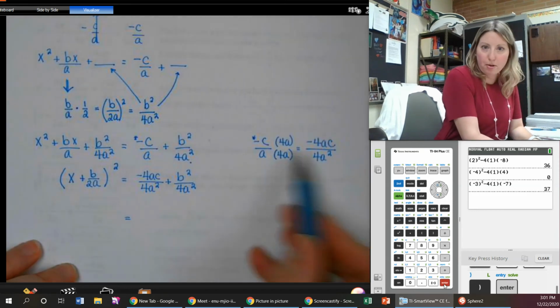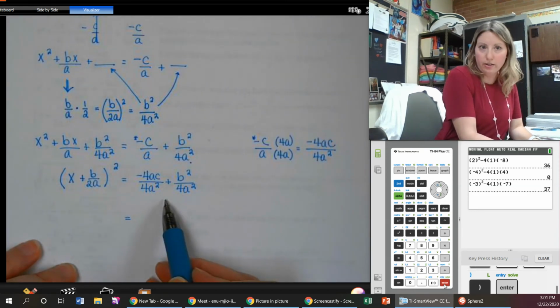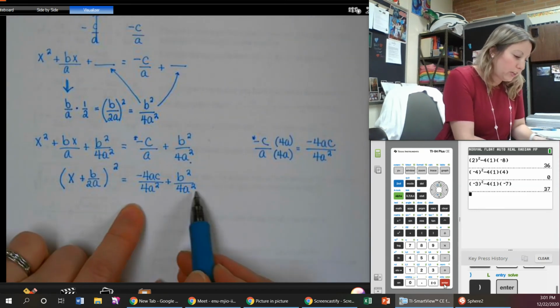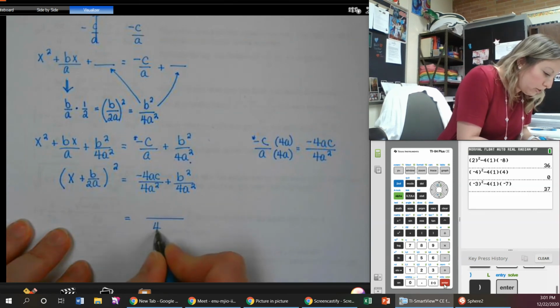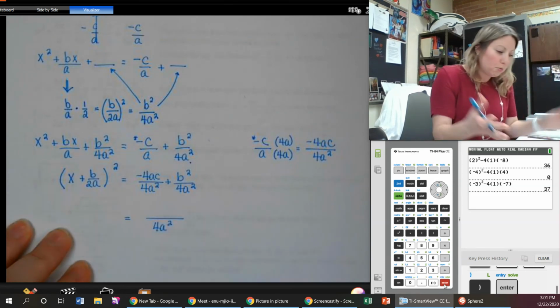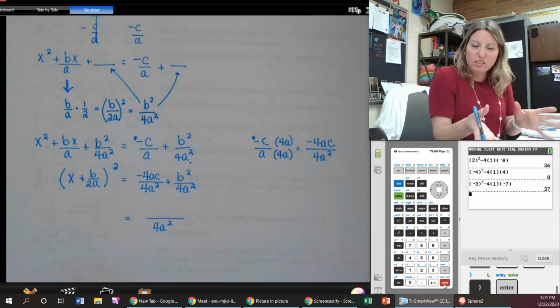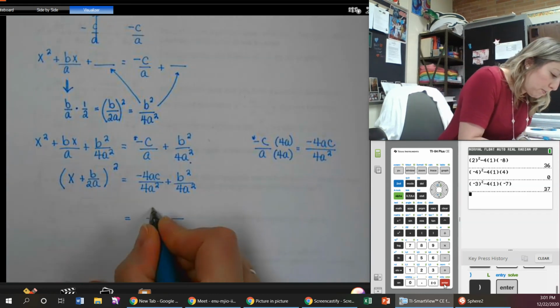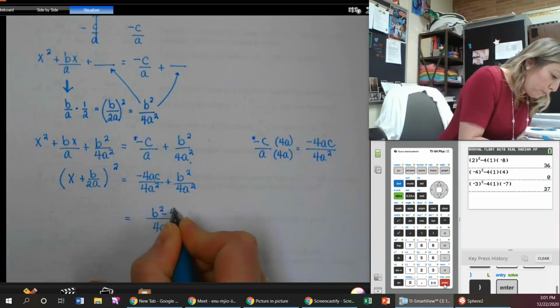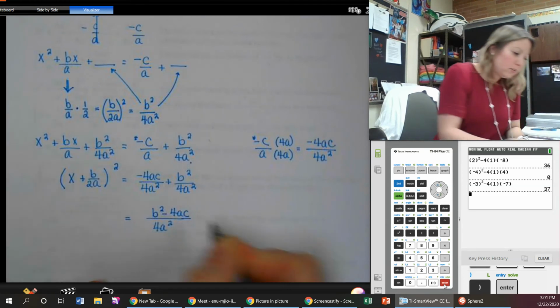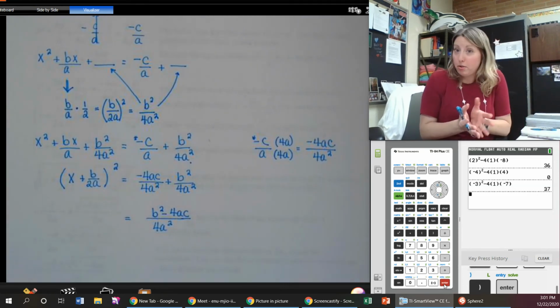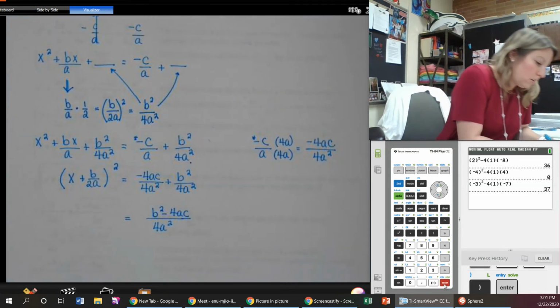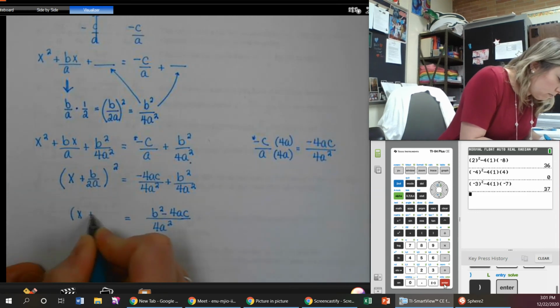There we go, where I made that change. So just so you know why I did that on the side, right? So now that they've got the same denominator of 4a squared, I can add the numerators together. And let's put that b squared first, maybe, to start to get a little bit familiar notation. Bring this guy down.